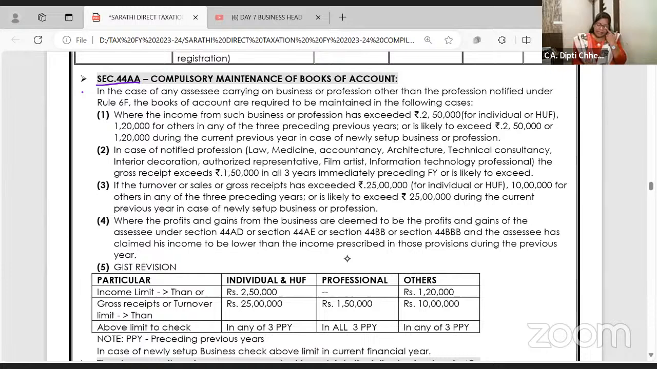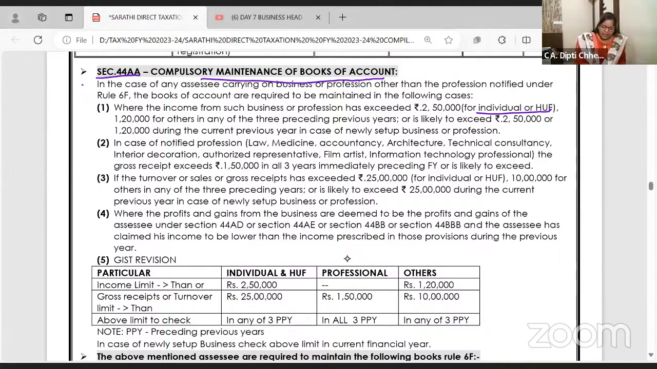In the 44 series, section 44AA, AB, these are the bread and butter of we chartered accountants, right? What does it say? You have to maintain books of accounts in case of individual and HUF, if your income exceeds 2,50,000, and for others 1,20,000. Are you getting?